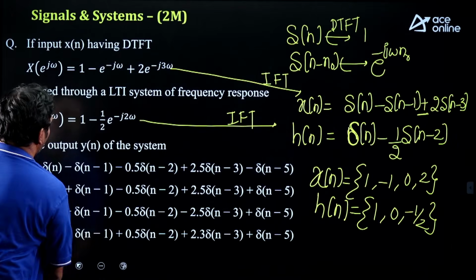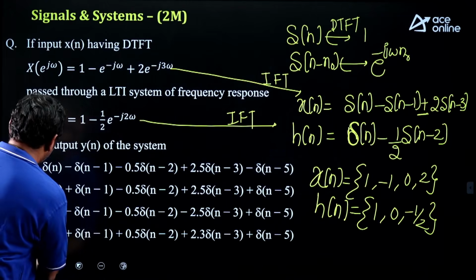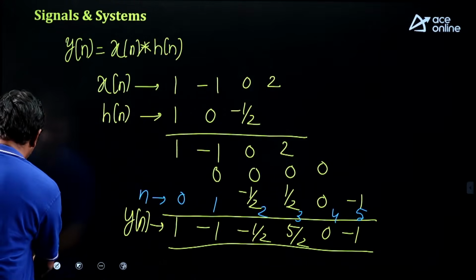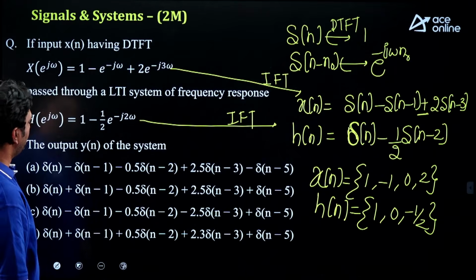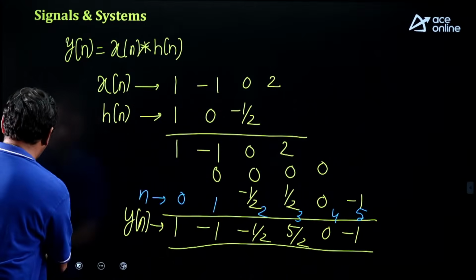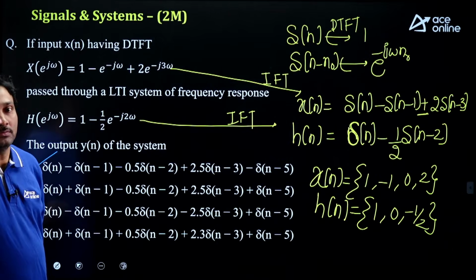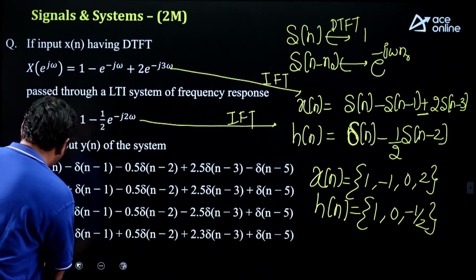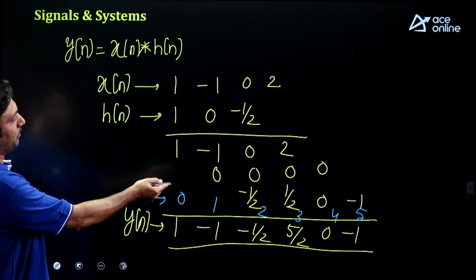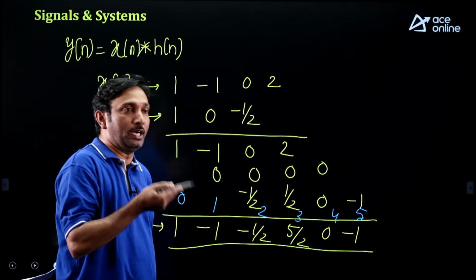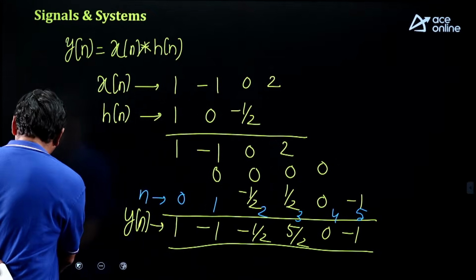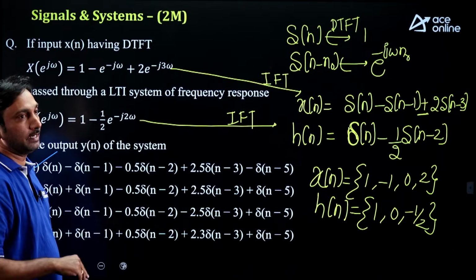So it will look like which option? First samples are what? 1, minus 1, minus half, 5 by 2. So that will look like which option? First option or not? Very simple. See the samples: 1, minus 1, minus half, 5 by 2, 0. At 4 it is 0, at 5 it is minus 1. That will make that the answer or not?